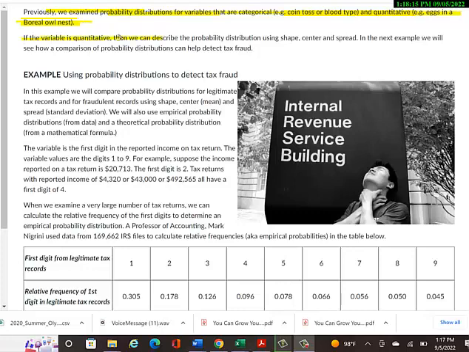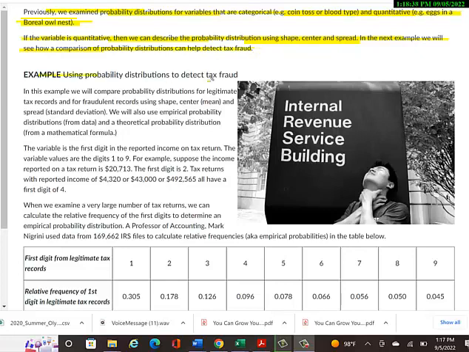If the variable is quantitative, which can be described with a number like the owl nest, the number of eggs, then we can describe the probability distribution using shape, center, and spread. So we wouldn't use that for blood type or those type of categorical data. But in the next example, we'll see how a comparison of probability distributions can help detect tax fraud.